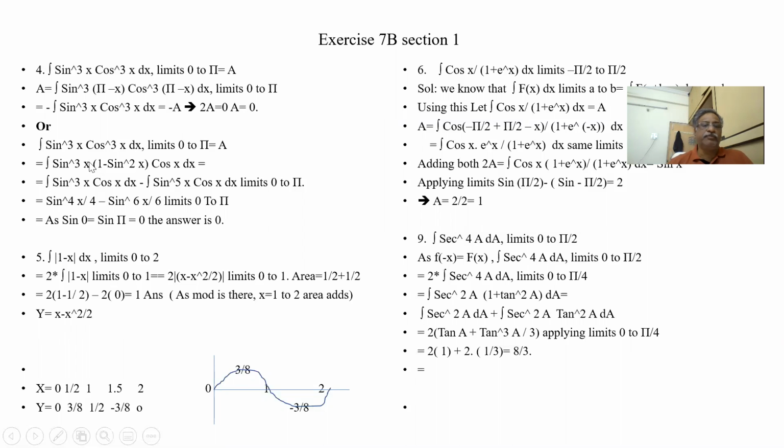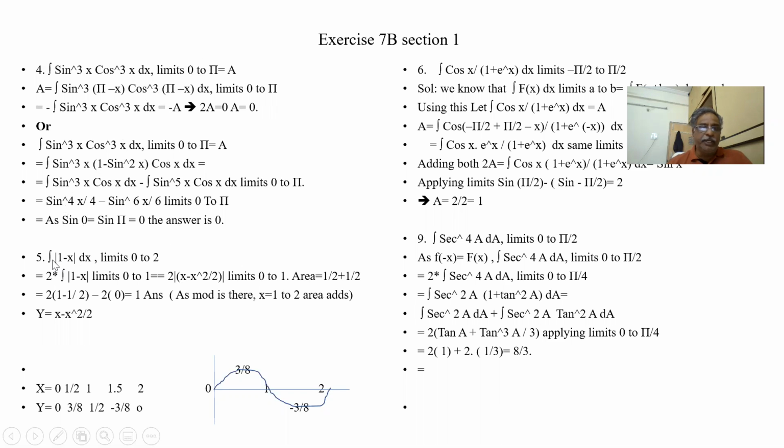Suppose I want to do it as rough work. Sin cubed x cos cubed x dx from 0 to pi is a. So I put cos cubed as 1 minus sin squared x times cos x. So sin cubed x cos x minus sin to the power of 5 x cos x. This is nothing but sin to the power of 4 by 4 minus sin to the power of 6 by 6. When I apply 0 to pi, sin theta from 0 to pi is 0. So the entire thing is 0. I can do the normal method, or by using the formula, which is easier for me.